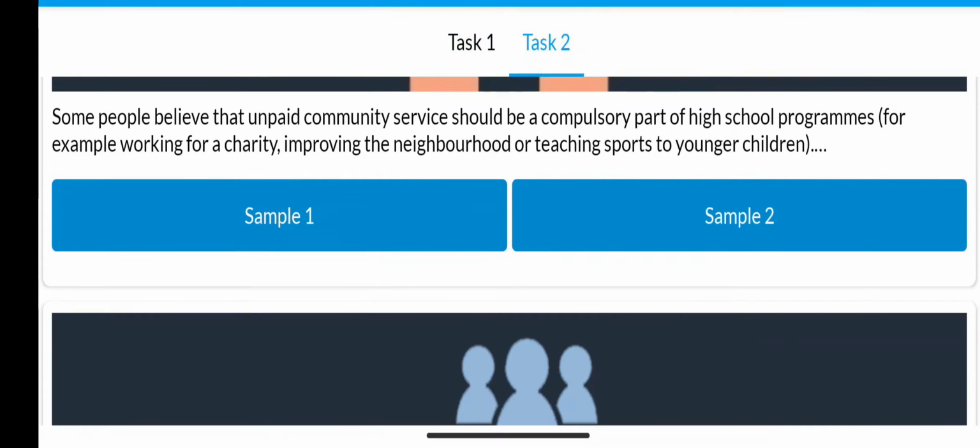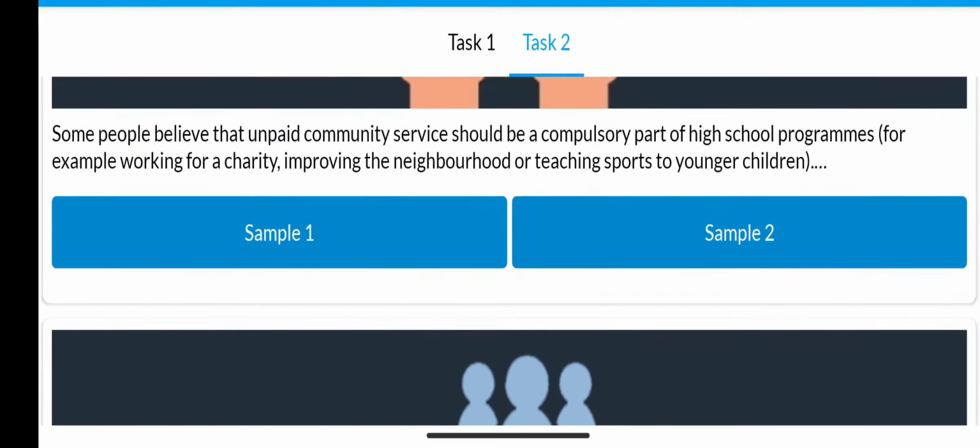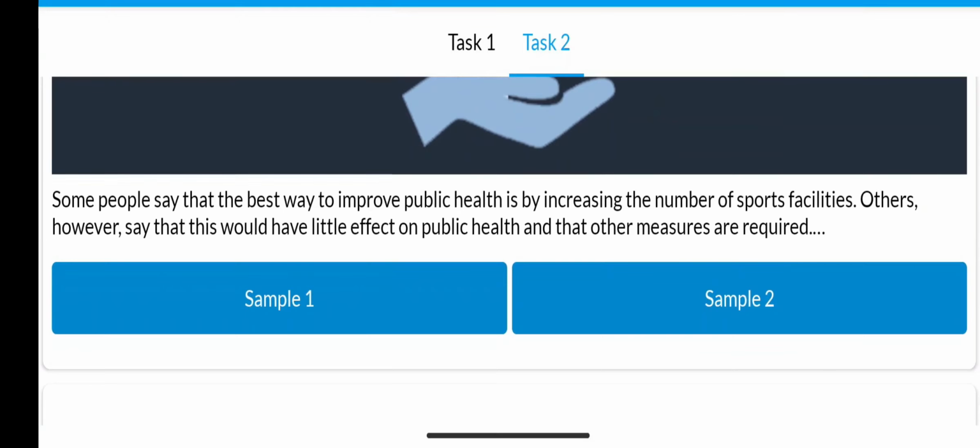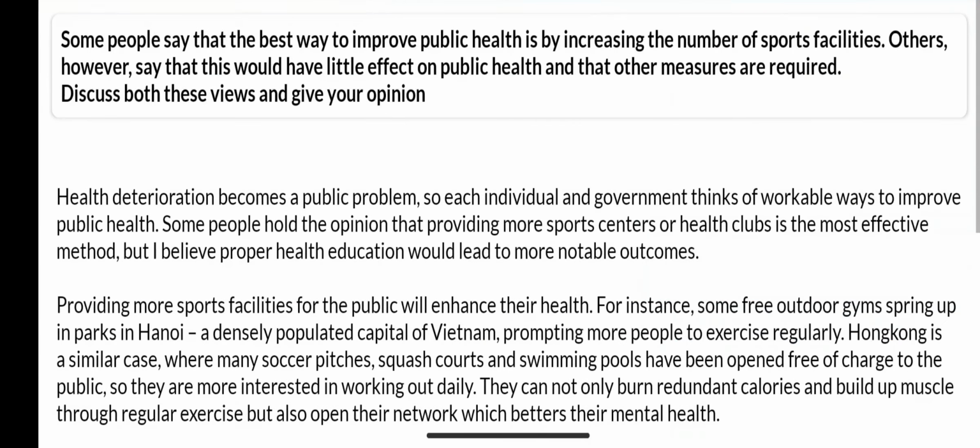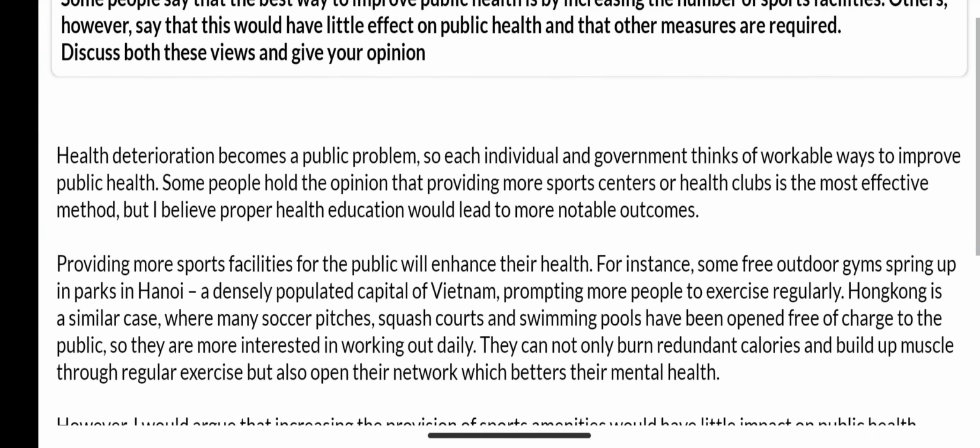Let's look at our task 2. Some people say that the best way to improve public health is by increasing the number of sports facilities. Others, however, say that this would have little effect on public health and that other measures are required. Discuss both these views and give your opinion.